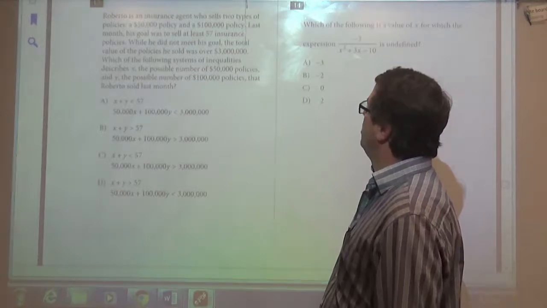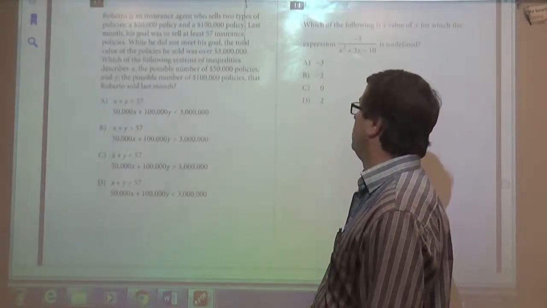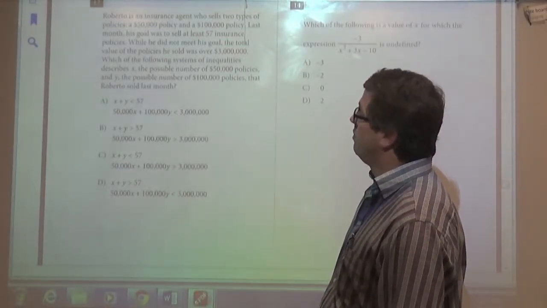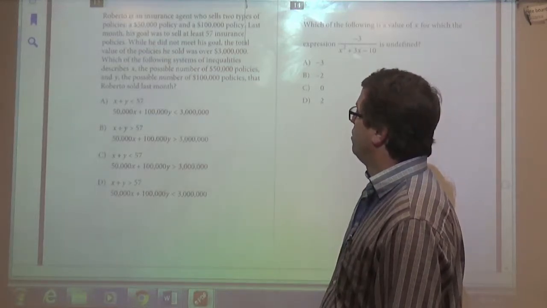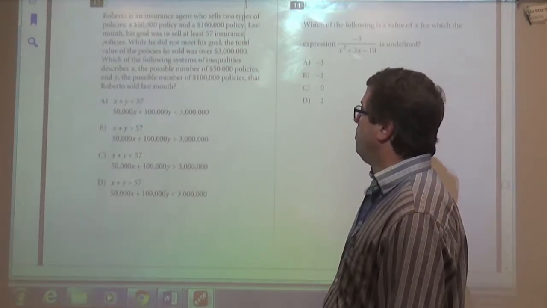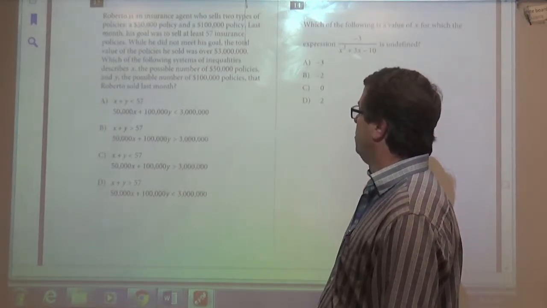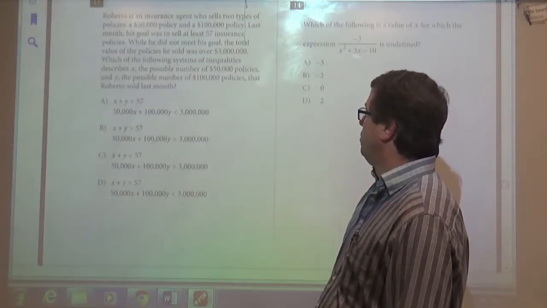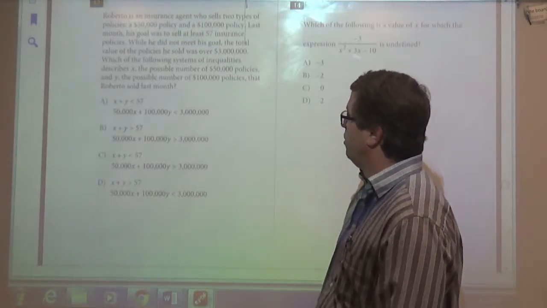Roberto is an insurance agent who sells 2 types of policies, a $50,000 policy and a $100,000 policy. Last month, his goal was to sell at least 57 insurance policies. While he did not meet his goal, the total value of the policies he sold was over $3 million. Which of the following systems of inequalities describes X, the possible number of $50,000 policies, and Y, the possible number of $100,000 policies that Roberto sold last month?